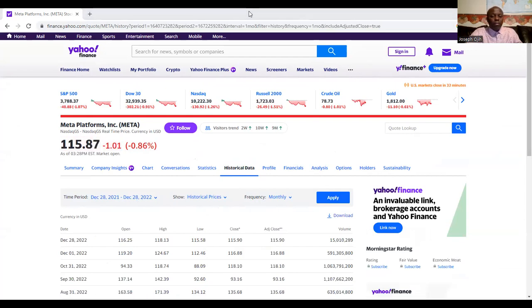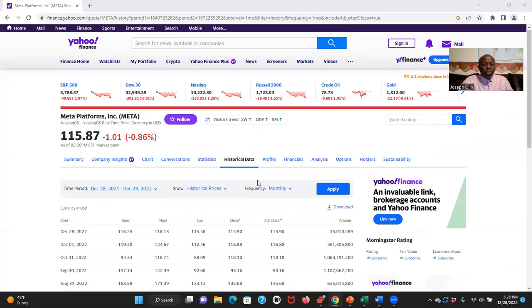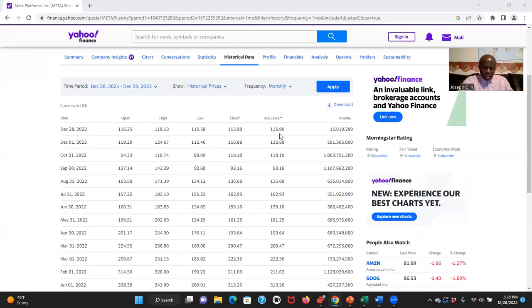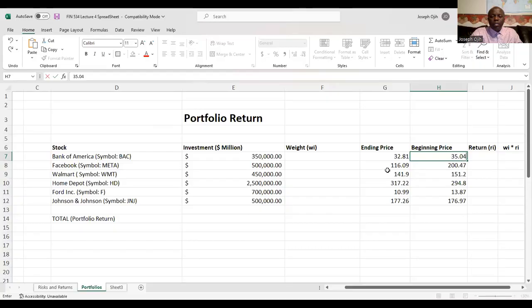Okay. So I just said close. That's for today. It's 115.90. Okay. And then price 115.90. The numbers you see here are the old ones, so I'm just updating them.